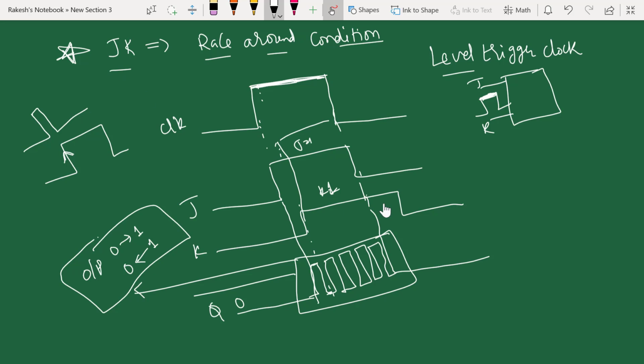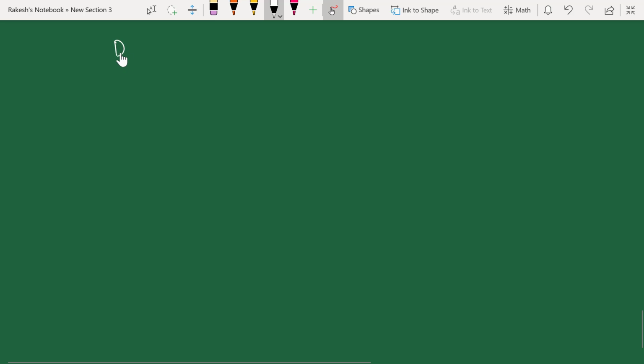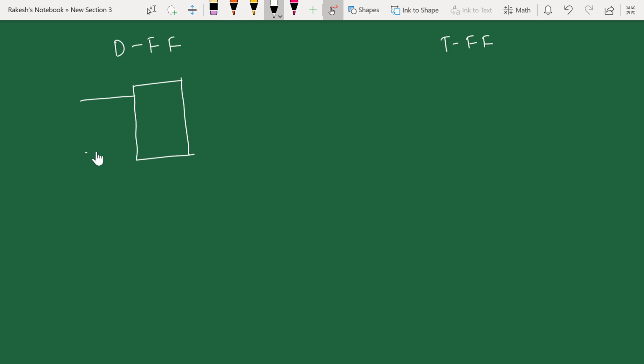Now I am going to design the other two flip-flops which I mentioned at the start of this lecture, the D flip-flop and the T flip-flop. Let's take the D flip-flop here and the T flip-flop here. In case of the D flip-flop, I'm going to make a small change. I'm taking my JK flip-flop as it is, and your outputs also as they are.